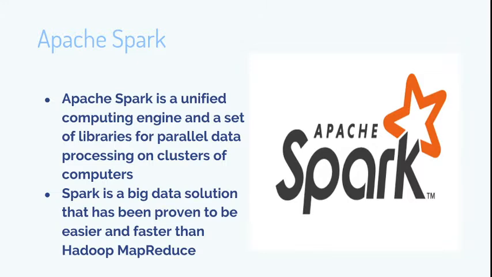It has different types of libraries, like machine learning libraries, data analytics libraries, SQL libraries, or streaming libraries. We have different types of libraries for processing a cluster of computers. Not only a single computer; if we take a cluster of computers also, Apache Spark will work efficiently and speedily. So that is what we are using for big data.